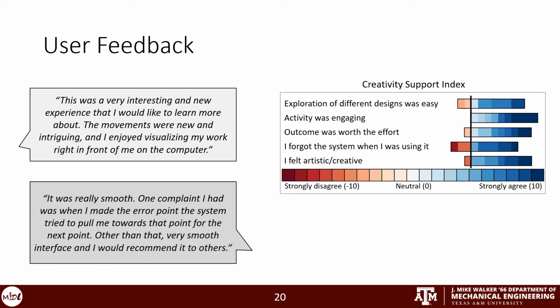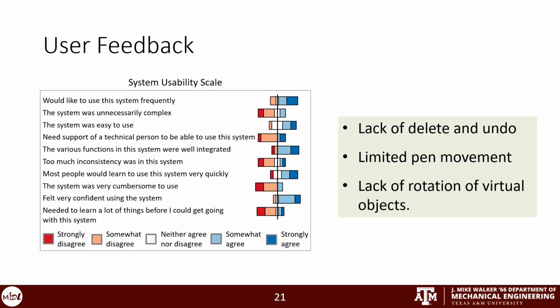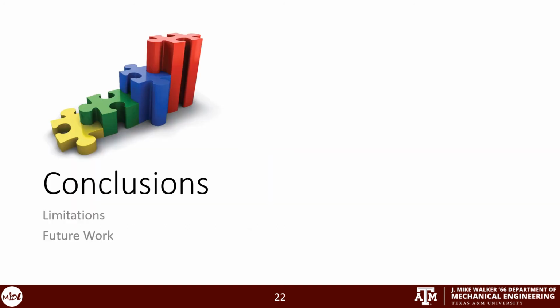In addition to this, we also received suggestions. Some of the major ones were the lack of rotation of the physical object, no undo/redo features to delete unintended addition of control points, limited pen movement, and lack of rotation of the drawn 3D wireframe model. That concludes all of our findings.